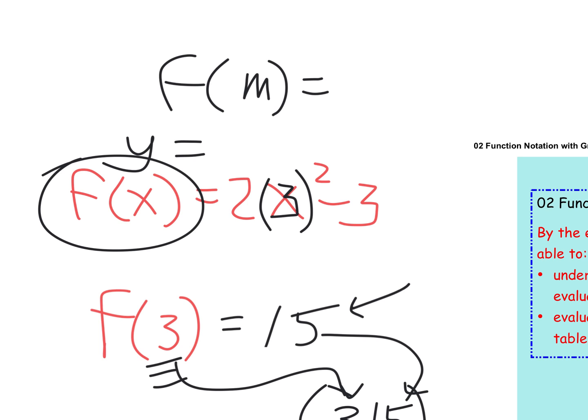The answer has an m in it. Don't overthink it. I just asked you to stick 3 in and you stuck it in. I just asked you to put m in. And instead of x, you put m. That's it. 2m squared minus 3. Just stick the m in there. That makes sense? All right.